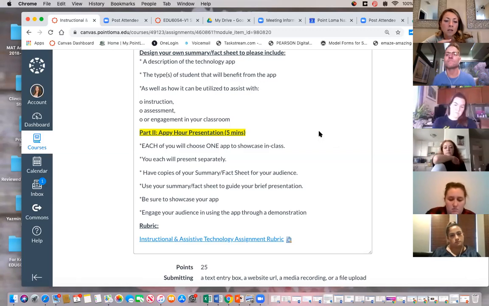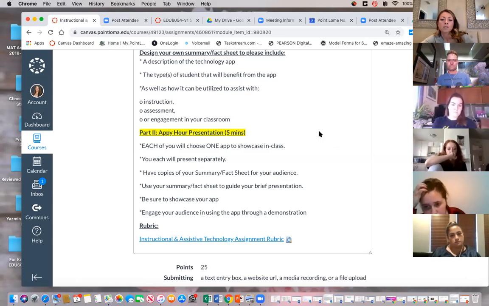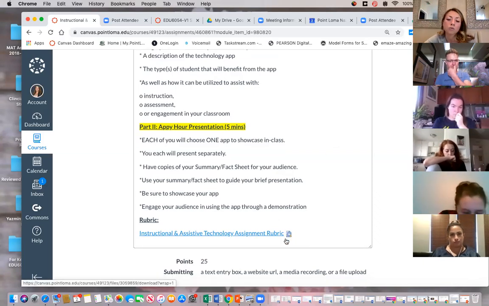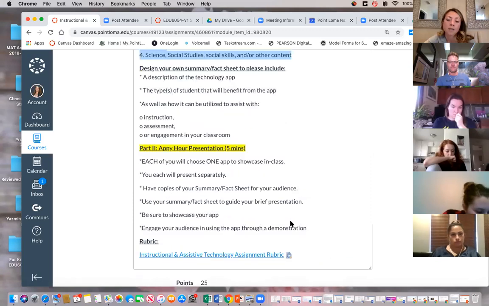And then again, use your summary fact sheet to guide your brief presentation, or you can have all the information on a PowerPoint slide. Again, try not to be too wordy. Make it concise and clear within your PowerPoint presentation. And again, just showcase how the app works and how people can use it. And then here's a rubric that is attached on there.